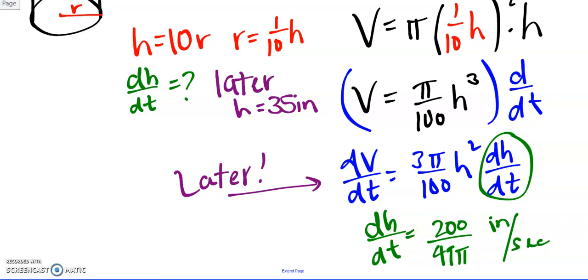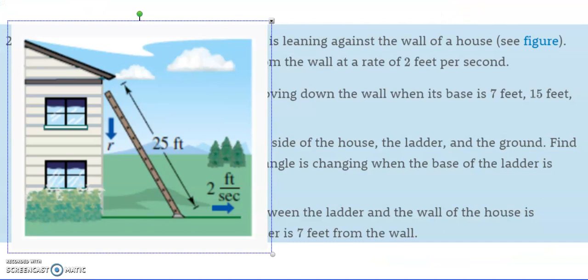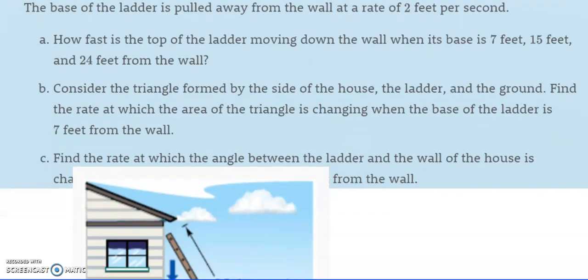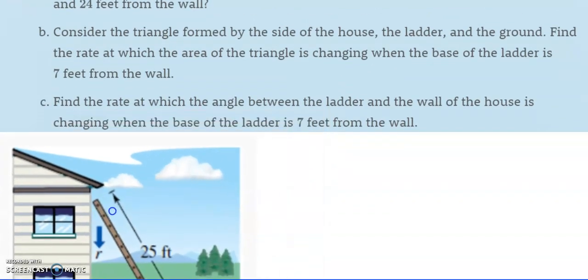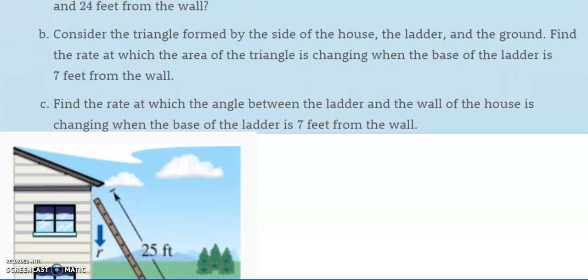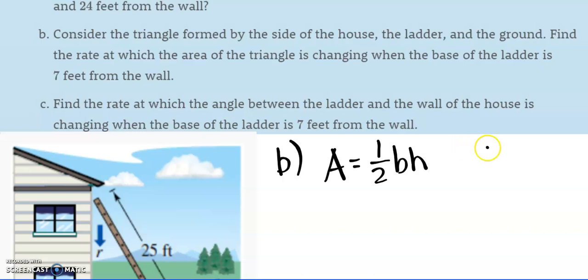All right, moving along. Oh, my pictures got a little messed up here. So we have our ladder problem. We did a ladder problem in the one that Mrs. Lemke and I made, so you can look back at that one for part A. I'm assuming that people were mostly concerned about B and C, so I'm going to pick up there with part B. Consider the triangle, the ladder, and the ground. Find the rate at which the area of the triangle, area equals 1/2 base times height, is changing. So dA/dt equals question mark.